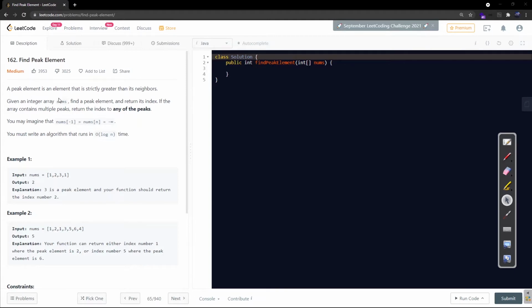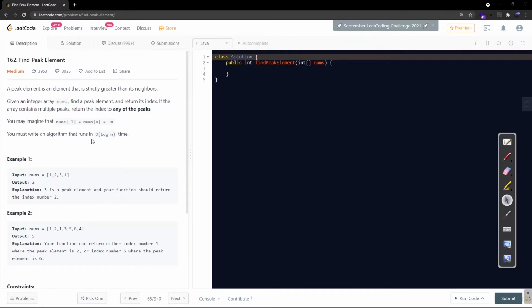A peak element is an element that is strictly greater than its neighbors. Given an integer array nums, find a peak element and return its index. If the array contains multiple peaks, return the index to any of the peaks. You may imagine that nums[-1] equals nums[n] equals negative infinity. You must write an algorithm that runs in O(log n) time.